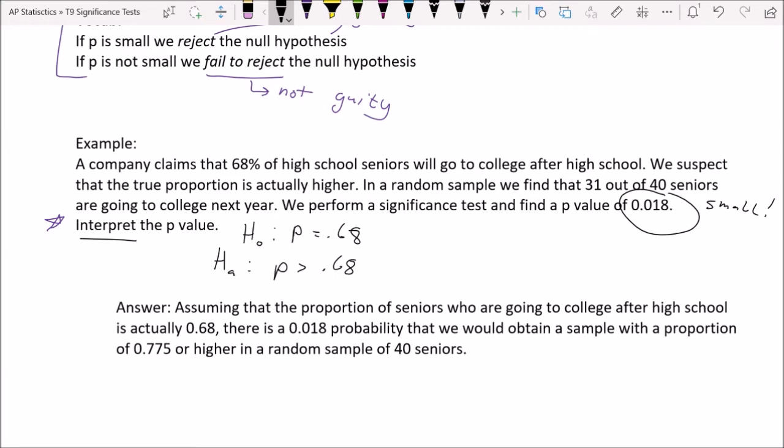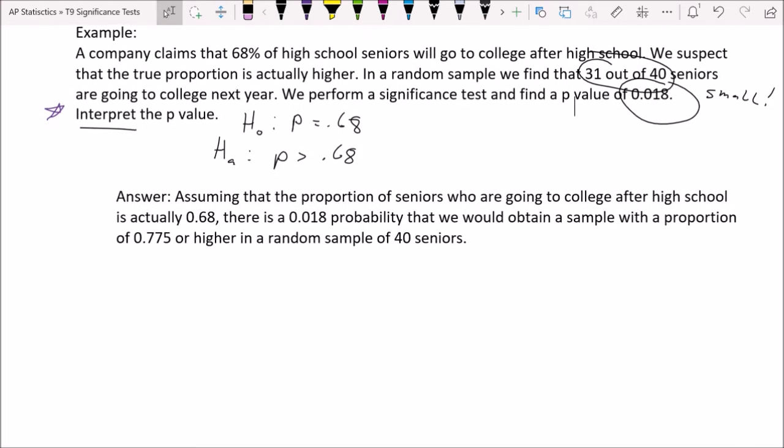So here it is. Assuming that the proportion of seniors who are going to college after high school is actually 0.68, there's a 0.018 probability that we would obtain a sample proportion of 0.775, that's what this is right here, or higher, in a random sample of 40 seniors. Now guys, that's exactly what we saw not that long ago with sampling distributions. So let me show you what that is.